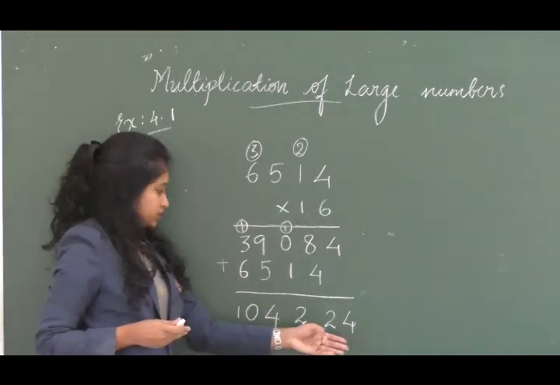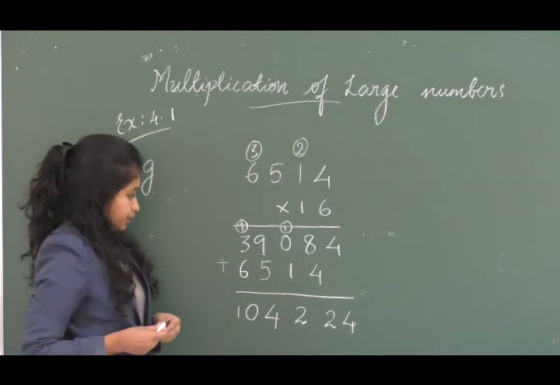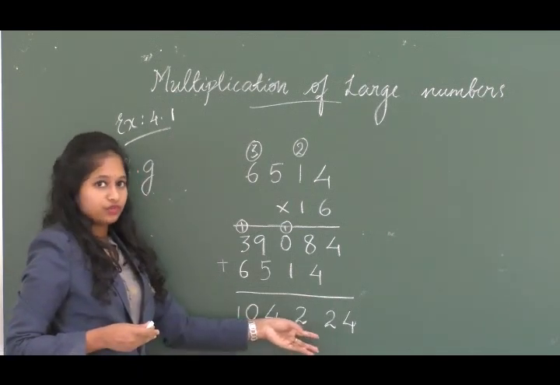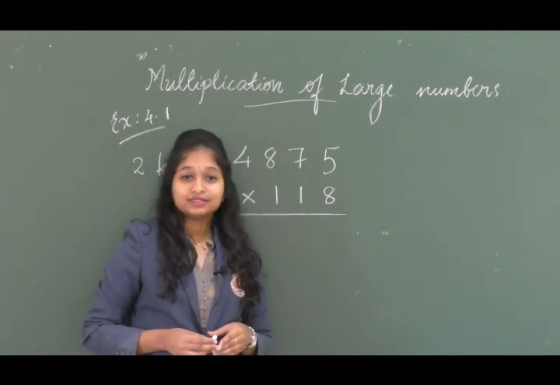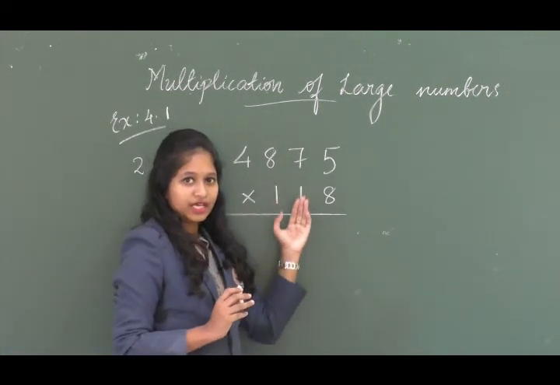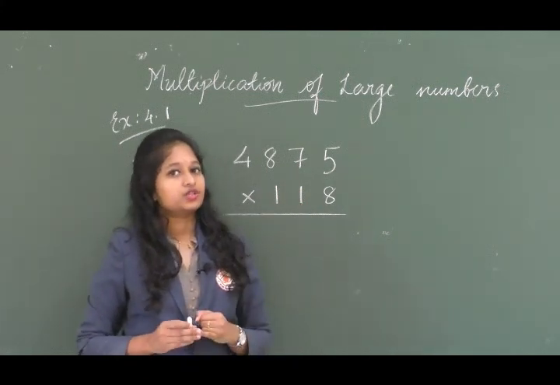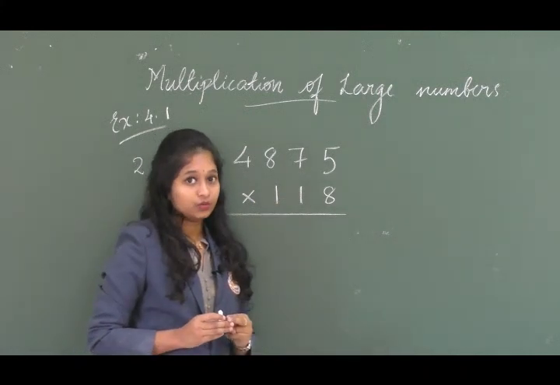So we have got a bigger value. It is 1,04,224. Now let us learn multiplication using a 4-digit number and a 3-digit number. We already learned multiplication by 1-digit number, 2-digit number, now 3-digit.